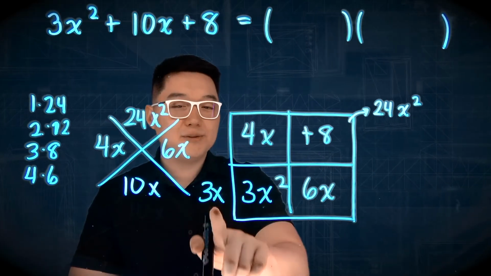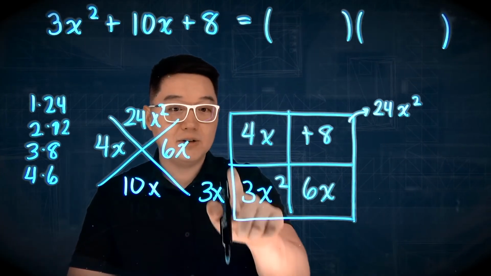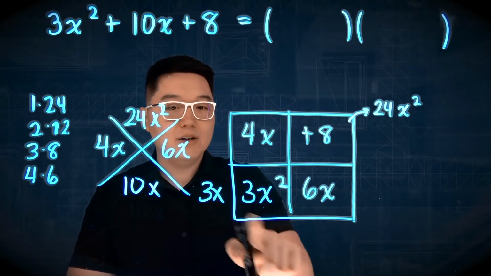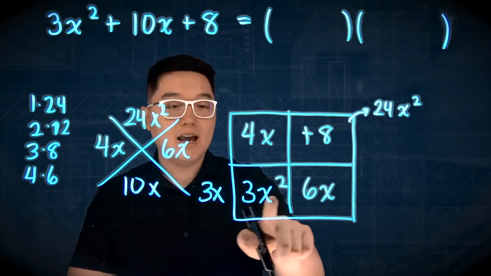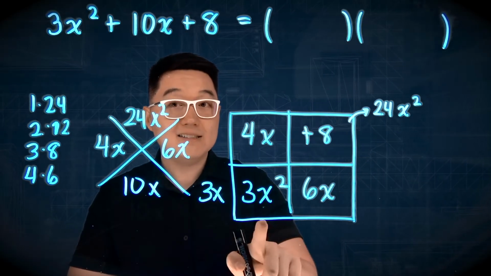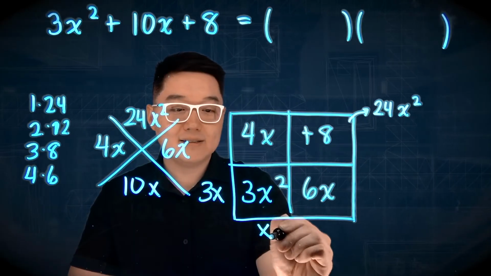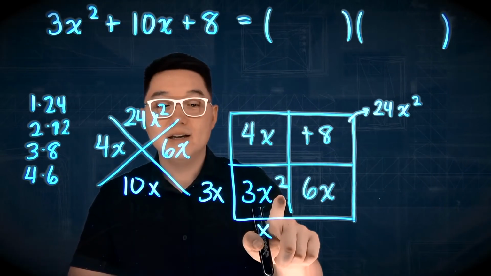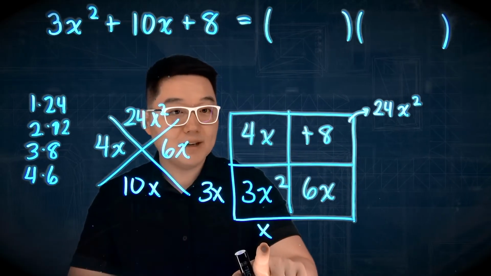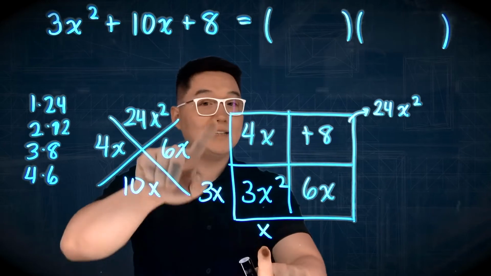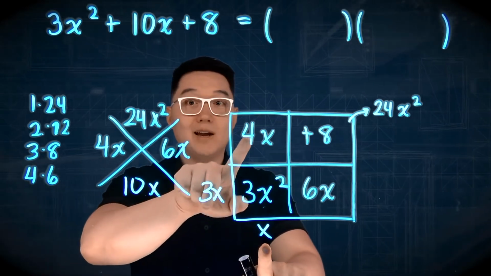Now that we know that 3x is on this side of the rectangle, we can pretty much figure out the rest of the rectangle. So if 3x is here, and 3x times something gives us 3x squared, that something must be x, because 3x times x is 3x squared. Now, based on this information, we can also figure out what this side must be, because x times something gives us 4x.